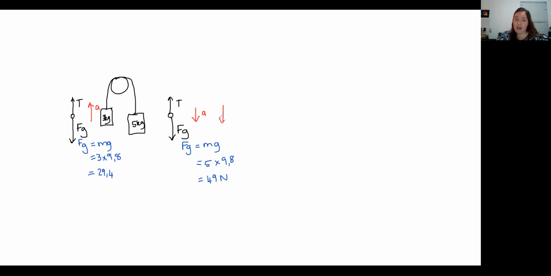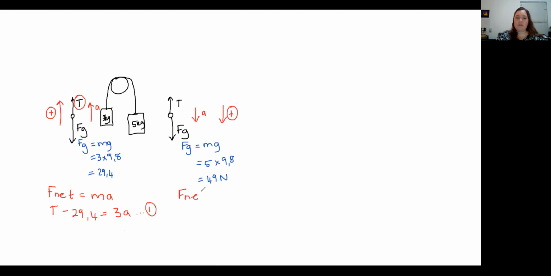That means that downwards is positive for this side and upwards is positive for that side. So when I use my F net is equal to MA, I'm going to make tension positive and the weight of 29,4 negative. Then I put in the mass of 3 times A. That is equation number 1.